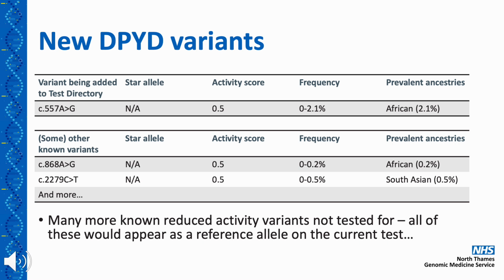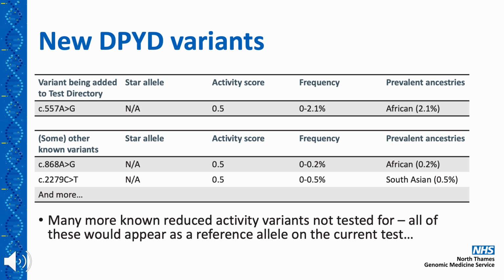In order to make the test more useful for those not of European ancestry, new variants are being introduced to our testing methods. A new variant, seen at the top, has been added to the September 2024 UK SAT Board guidelines and is C557A to G. This is more prevalent in African ancestries. This variant is also being added to the National Genomic Test Directory.